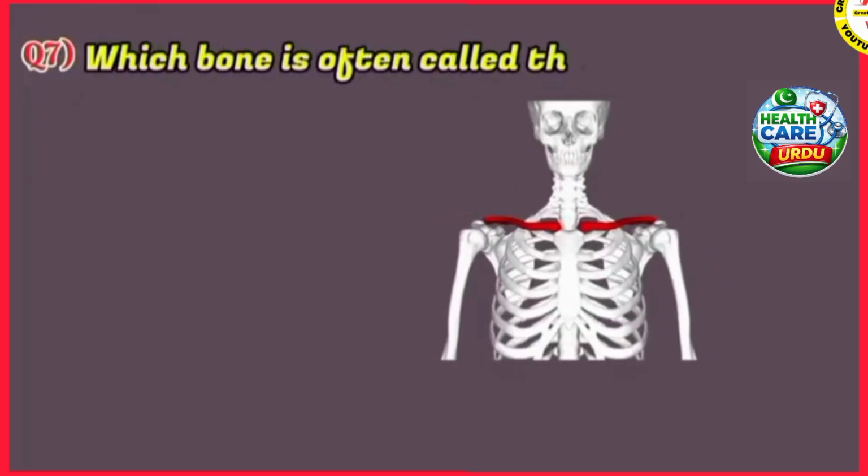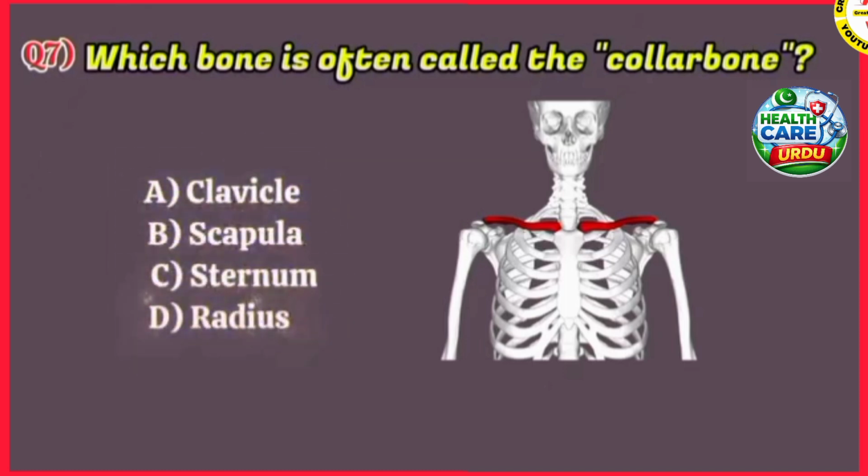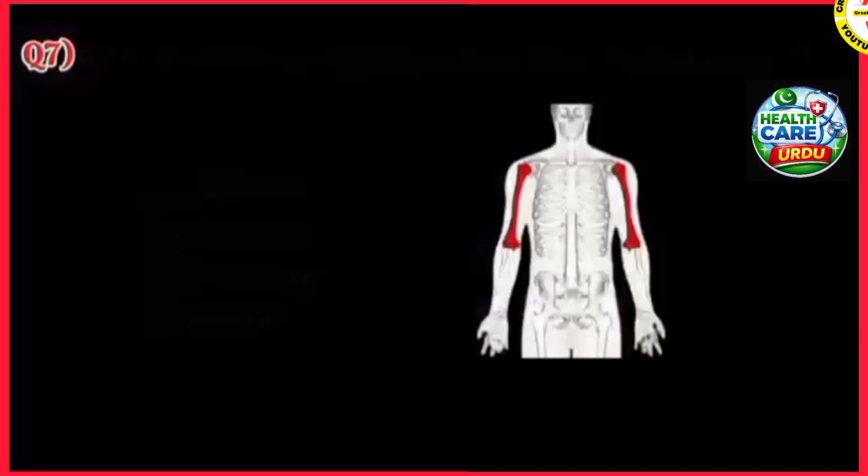Which bone is often called the collarbone? Option A, B, C and D. The correct answer is option A, clavicle bone. Clavicle bone is called collarbone. Explanation: the clavicle is commonly referred to as the collarbone.